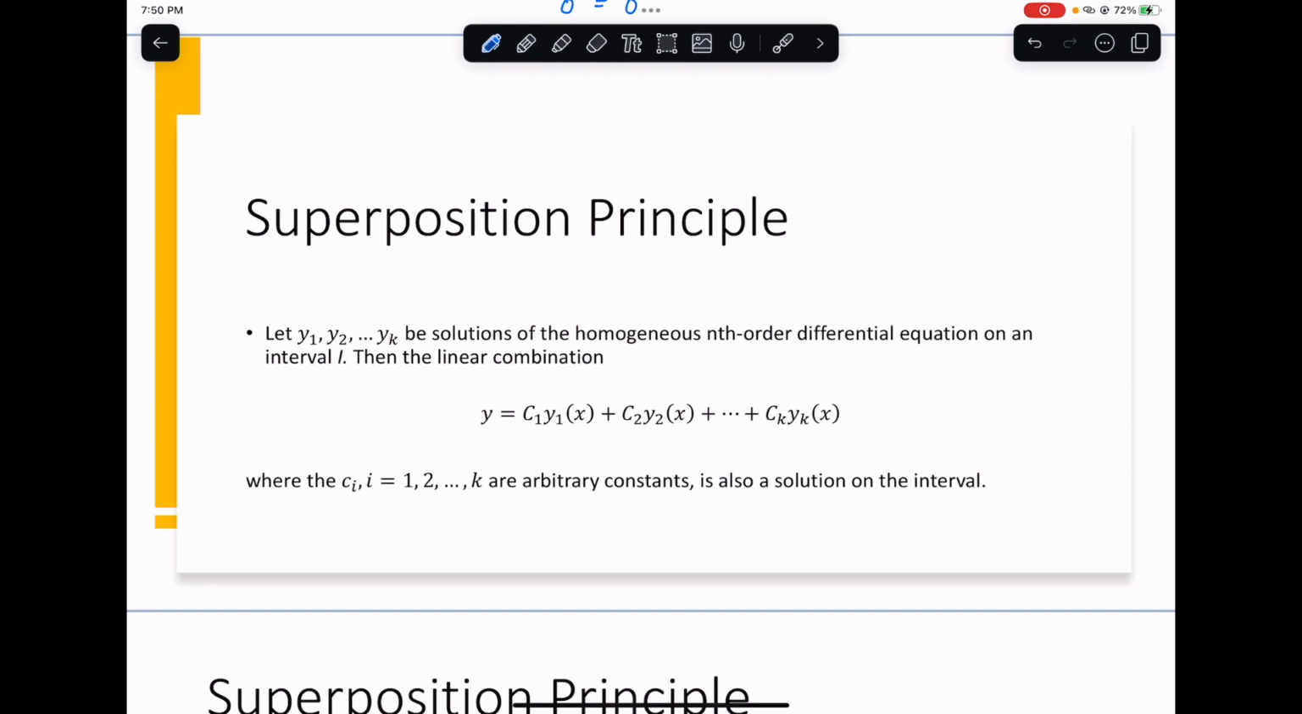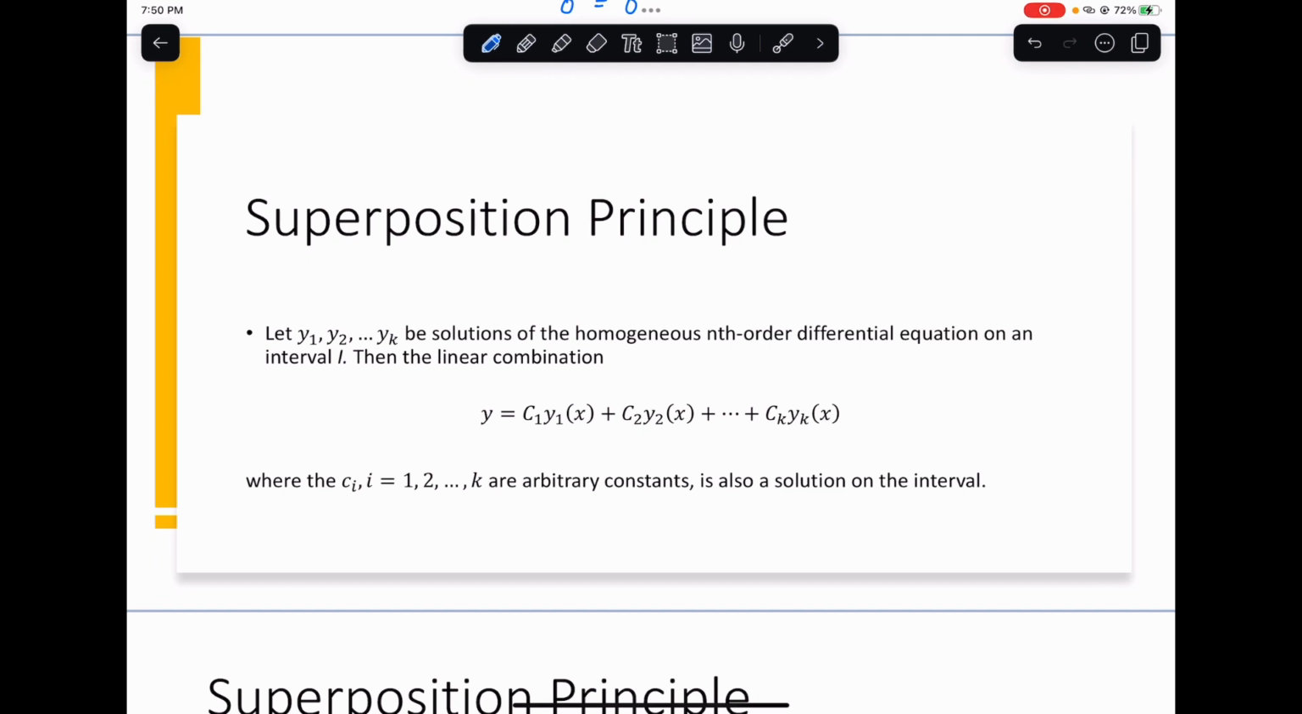But for higher order differential equations, the order of the differential equation will correspond to the number of solutions of the differential equation. For example, for a second order differential equation, the number of solutions there would be 2. For a third order, there are 3 solutions. For a fourth order, there are 4 solutions, and so on. Meaning the number of solutions of the differential equation corresponds to the order of the differential equation.